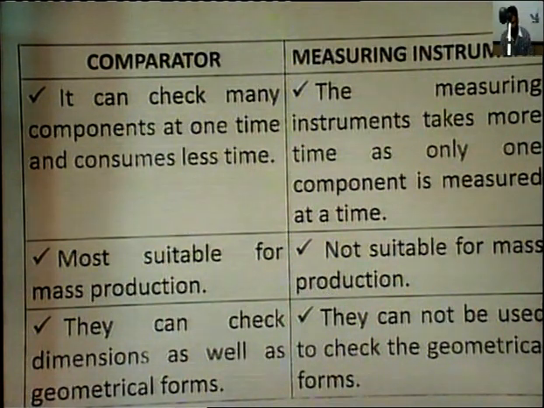So this is also a plus point of comparators, that they can check many components at one time and consume less time. So they are more suitable for mass production, as they can check more components at a time, that is, large scale production. And measuring instruments, as they can only check one component at a time, are not suitable for mass production or large scale production. Comparators can check dimensions as well as geometrical forms.